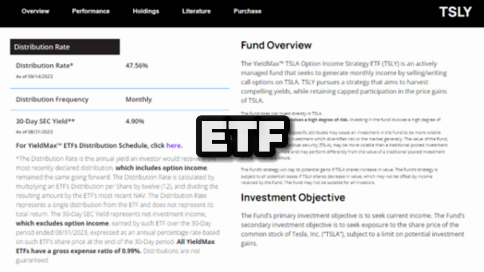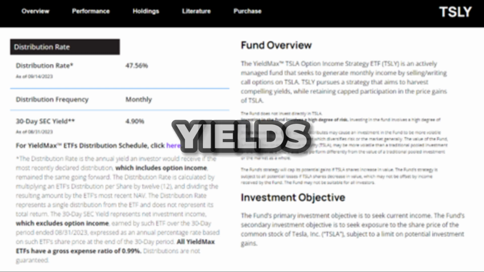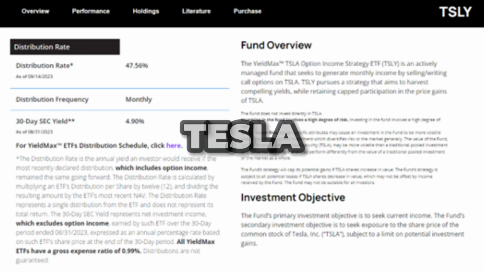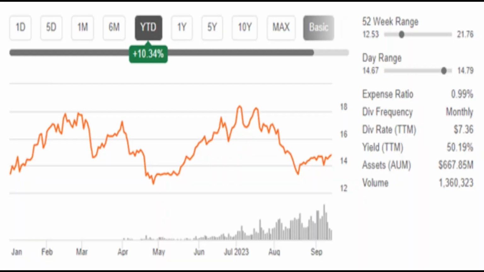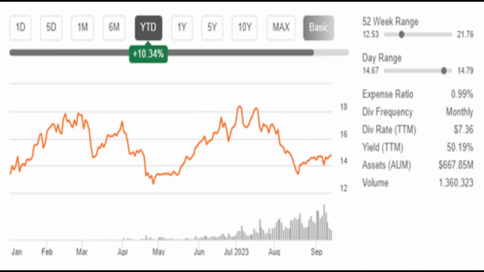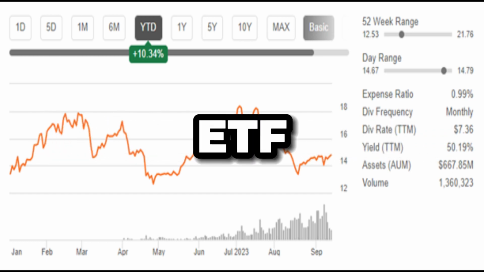This ETF is an actively managed fund that seeks to generate monthly income by selling call options on Tesla. TSLY pursues a strategy that aims to harvest compelling yields while retaining capped participation in the price gains of Tesla. Now, when we look at how TSLY has been performing year to date, it's had a decent 10% bump in the short term. But over the long haul, it's had its fair share of ups and downs, and that's pretty standard for covered call ETFs.